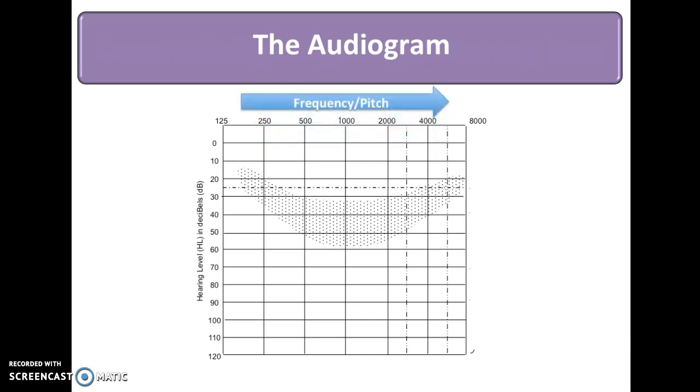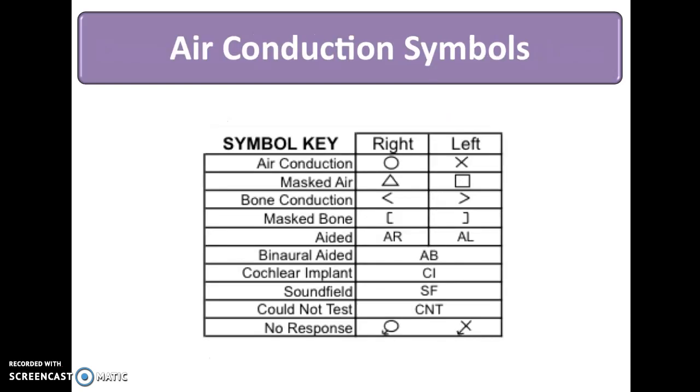On the horizontal axis, we have frequency or pitch represented. And during an audiological evaluation, we test between 250 and 8,000 hertz. On the vertical axis, we have hearing level represented in dB or decibels. Today, we're going to talk about two air conduction symbols, the circle and the X, and those represent the right and left ear respectively.